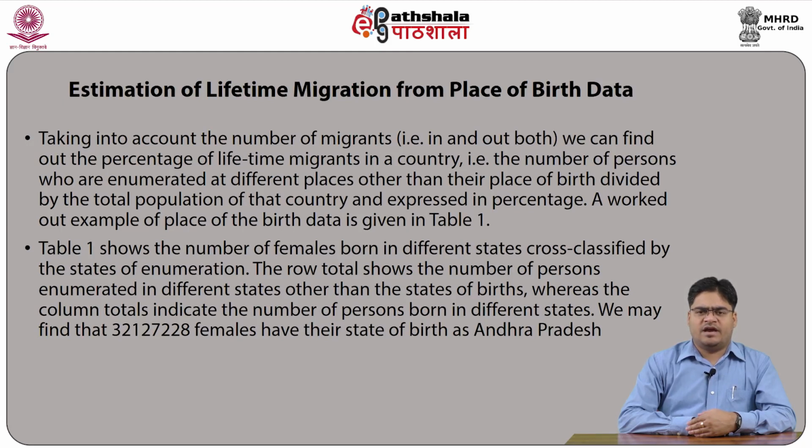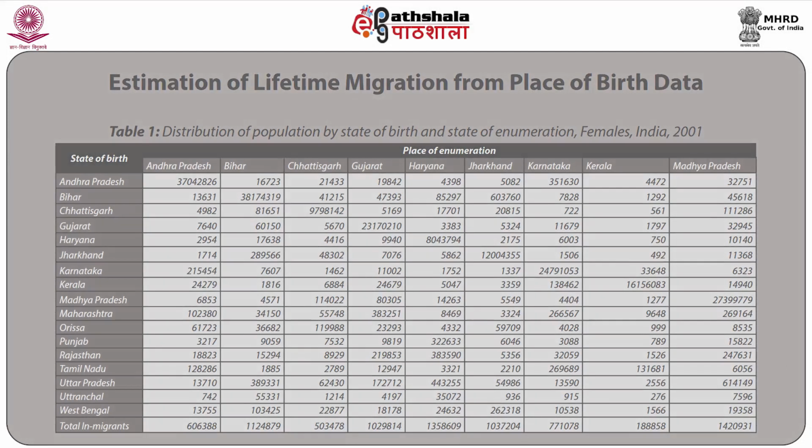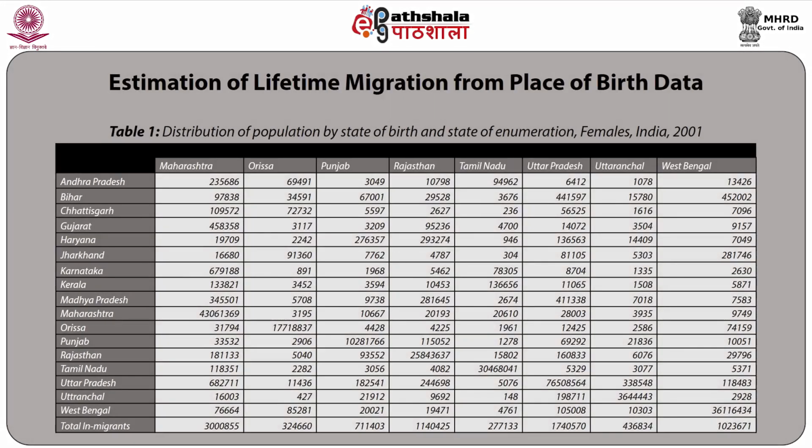37,042,826 females have their state of birth as Andhra Pradesh and they were enumerated in Andhra Pradesh. Since the place of birth and place of enumeration of these females are the same, they are non-migrants for Andhra Pradesh. According to the 2001 census, in Andhra Pradesh, 16,723 women in-migrated from Bihar, 21,437 from Chhattisgarh, and so on.